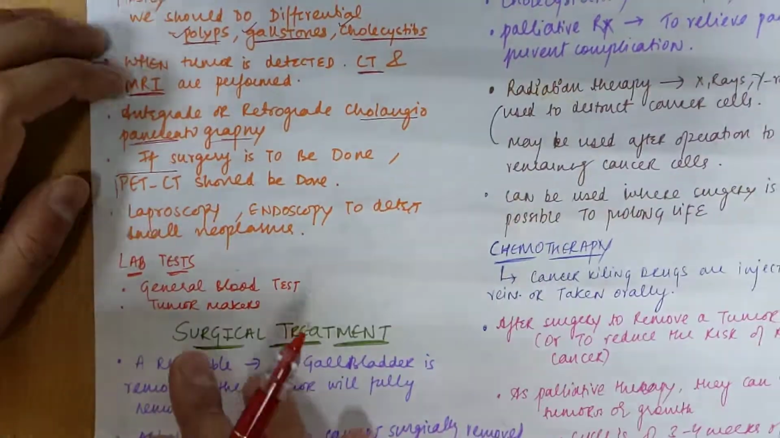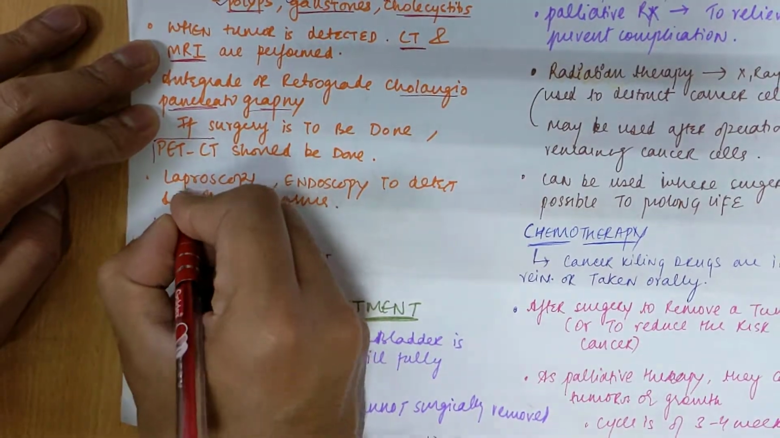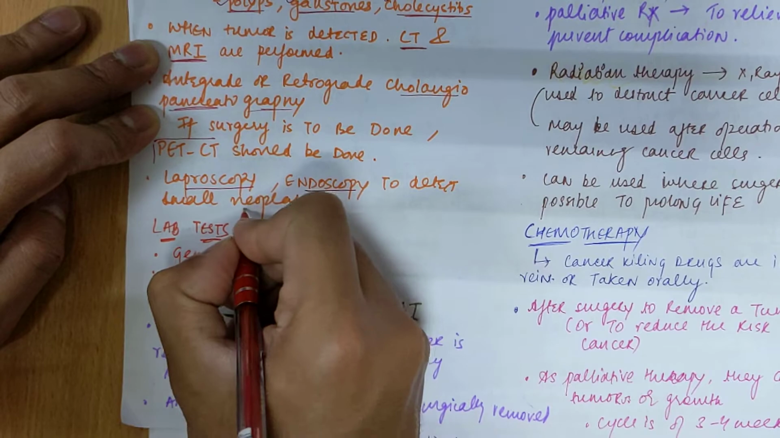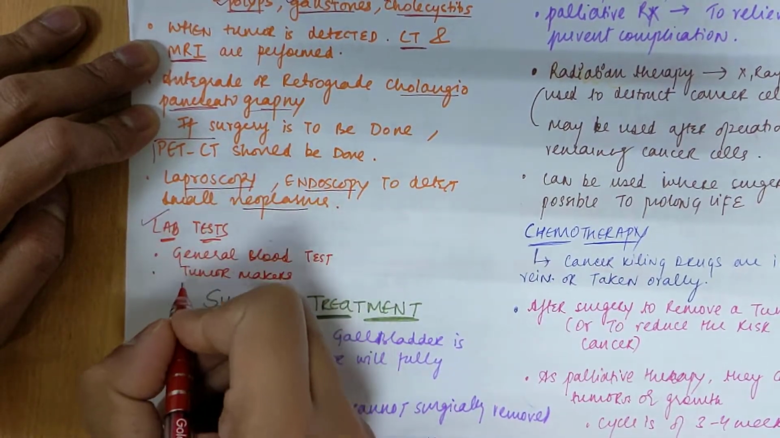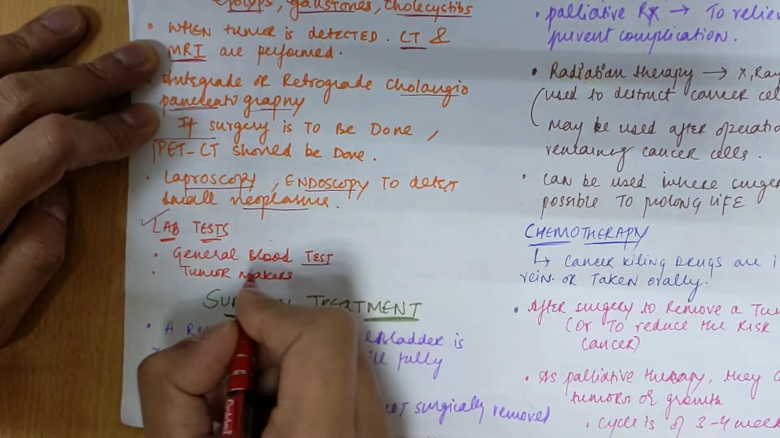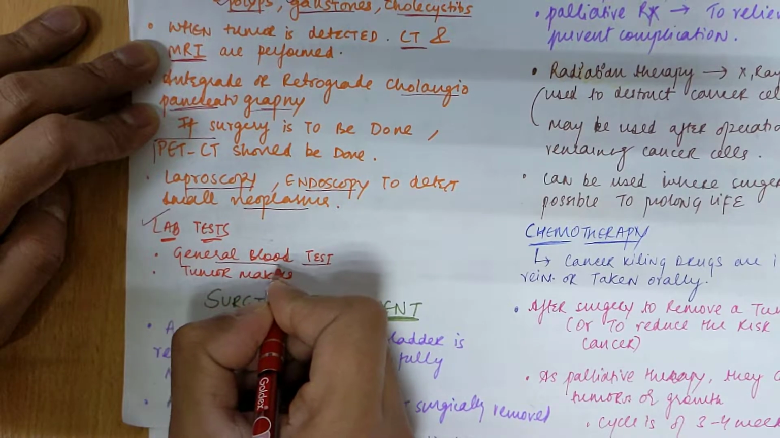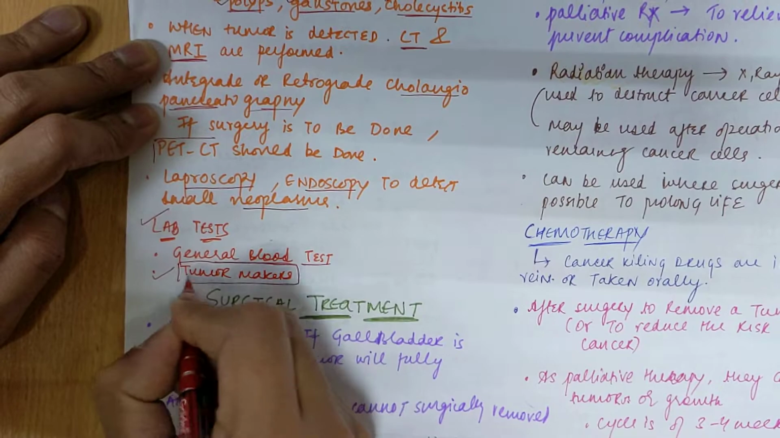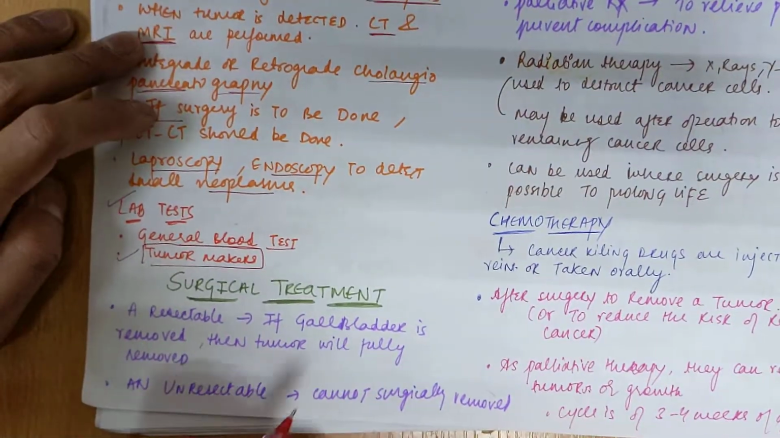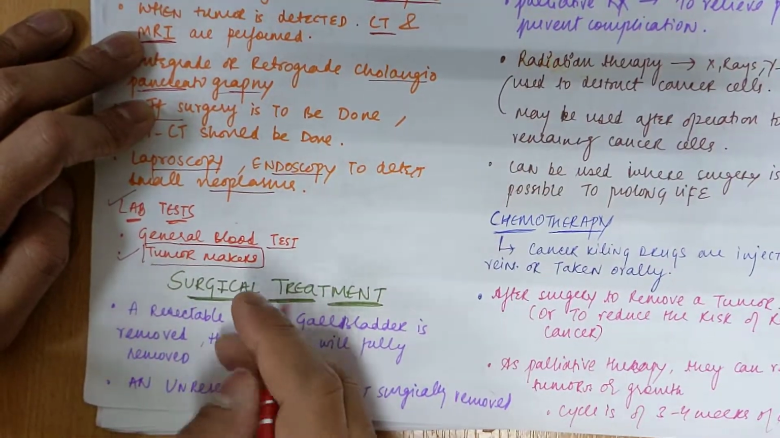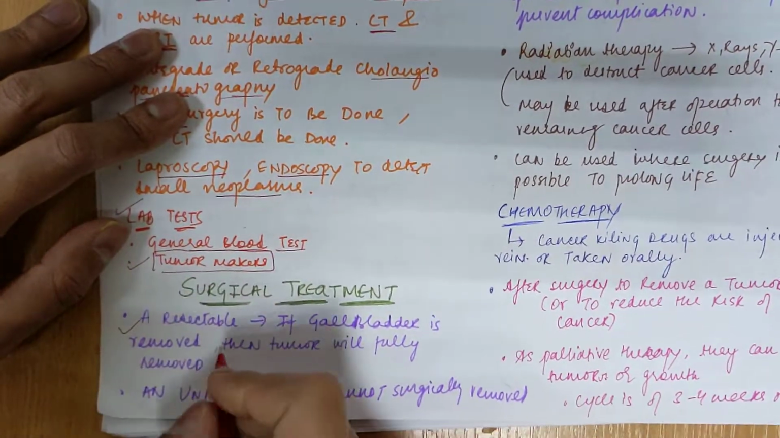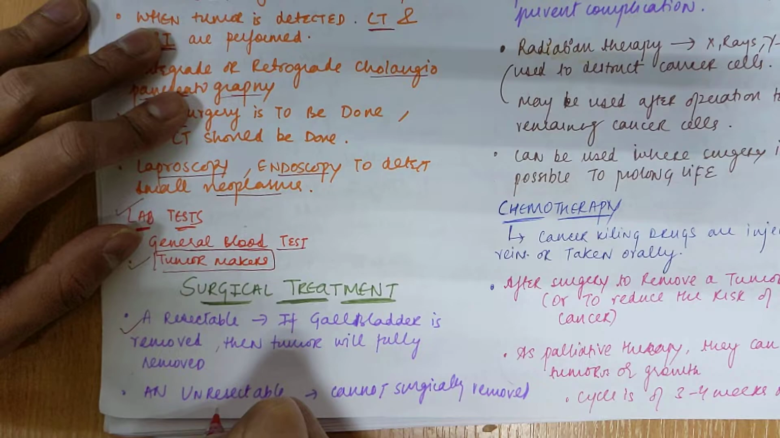Now as I told you, besides the PET CT scan, we can also do laparoscopy and endoscopy to detect small-sized cancers. And for lab tests, we perform a general blood test to check the cells, and we can also do tumor marker tests to confirm the diagnosis further. Now we have surgical treatment here. In the surgical treatment, we have resectable and unresectable.